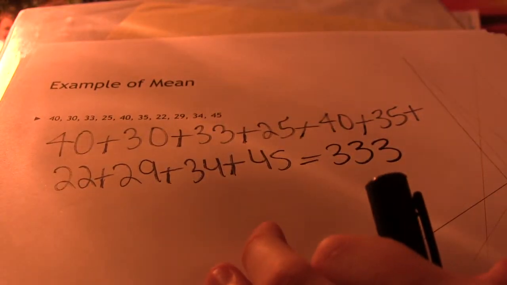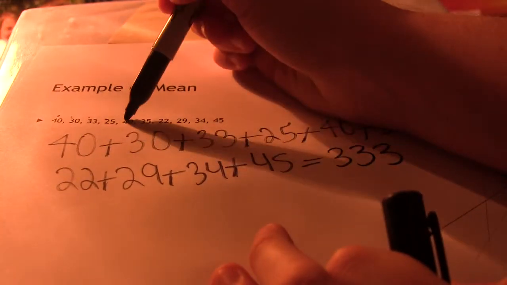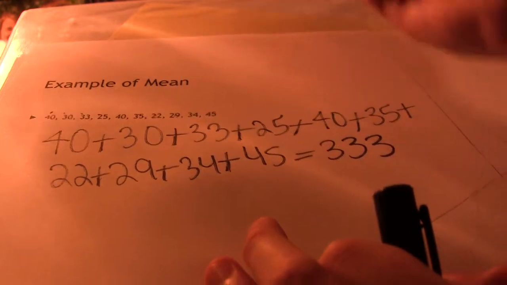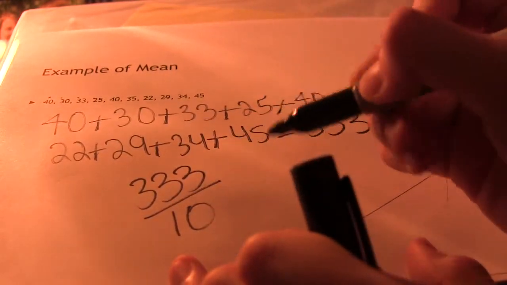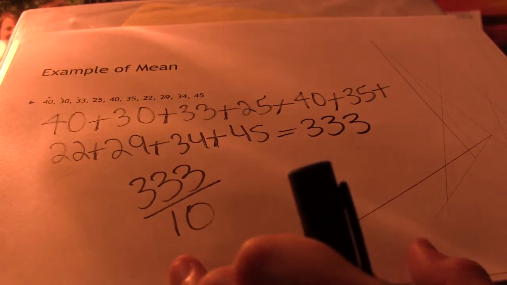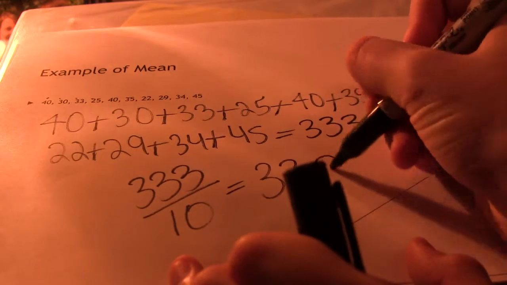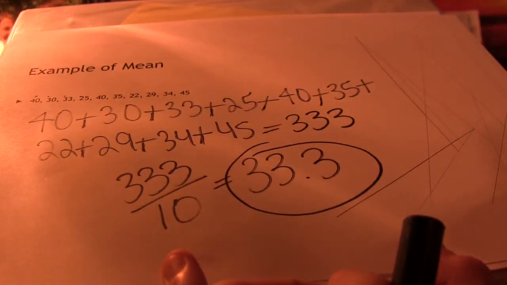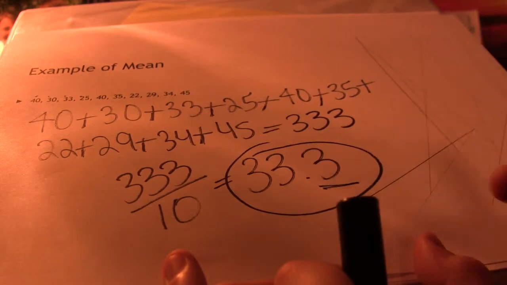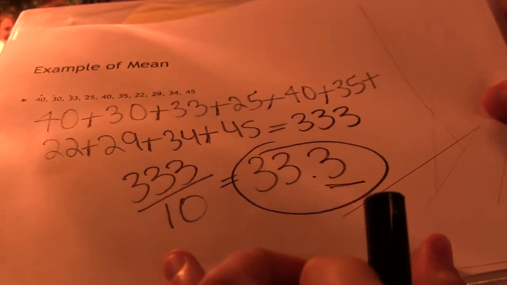Then we divide by the total number of values in the data set. So there are 1, 2, 3, 4, 5, 6, 7, 8, 9, 10. So we divide 333 by 10, which gives us 33.3. And remember the rounding rule. You have to round to one decimal place more than the raw data. So our answer is 33.3.